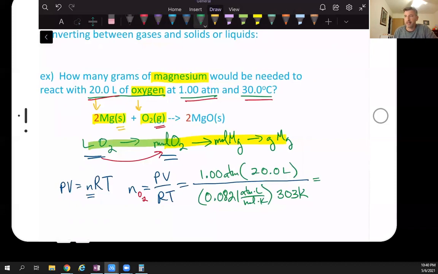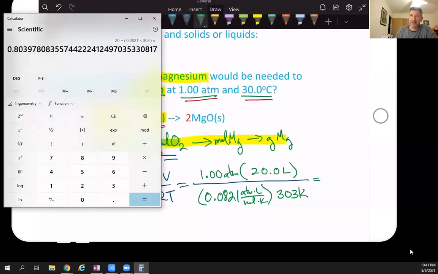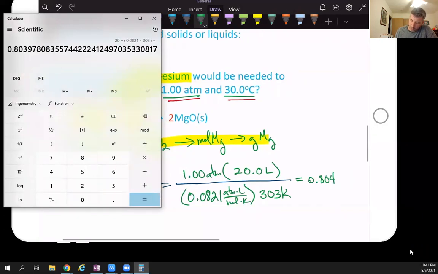Okay. So now let's figure out our moles. So we go to the calculator, clear out our last answer. And 1 times 20, of course, is just 20. So I'm going to say 20 divided by, and then in parentheses on the bottom, 0.0821 times 303, close the parentheses, then hit equals, and I get 0.804. And that would be moles.